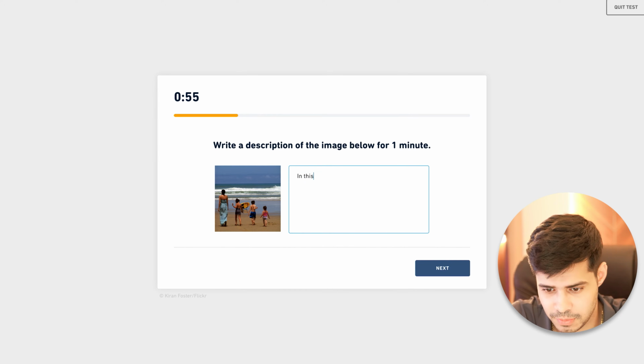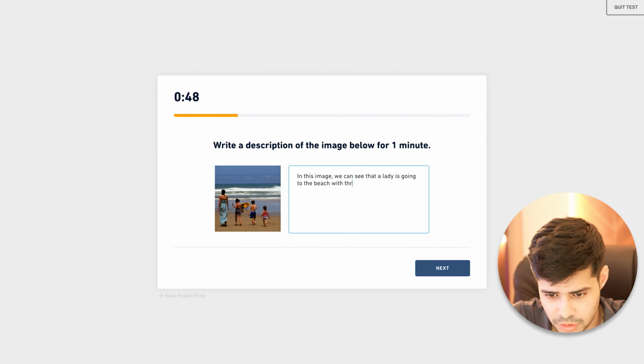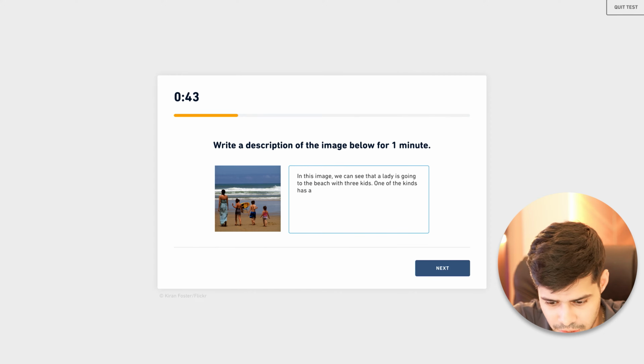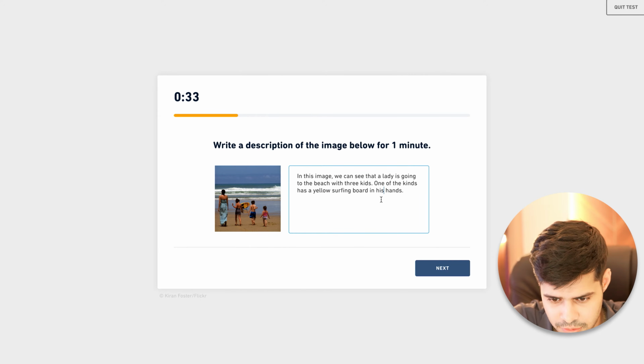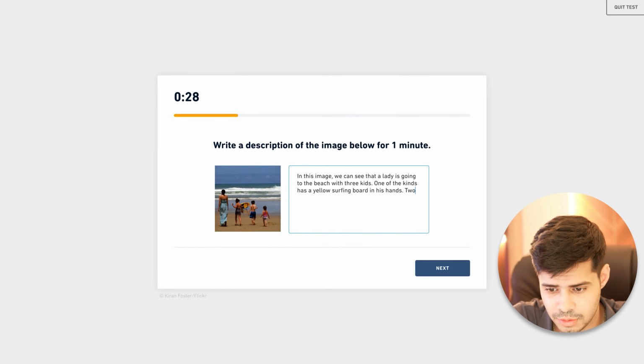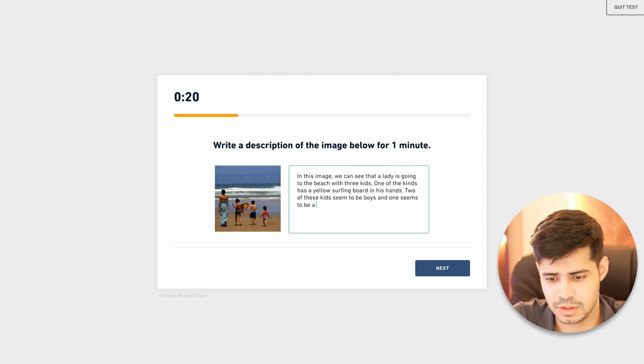Let's see. In this image, we can see that a lady is going to the beach with three kids. One of the kids has a yellow board in their hands. Could be a surfing board, right? Let's write surfing board in his hands. Seems like his. All right. And two of these kids seem to be boys and one seems to be a girl.